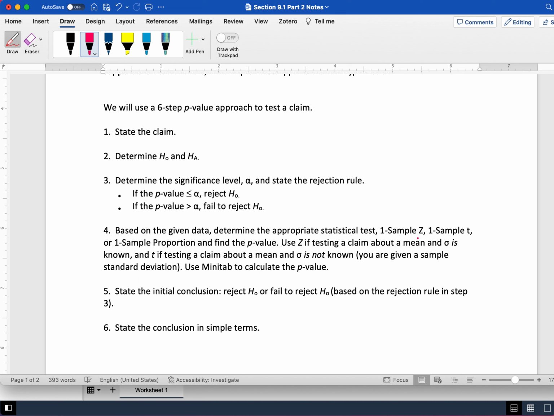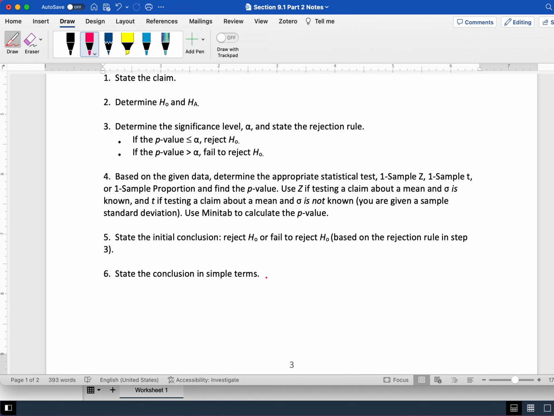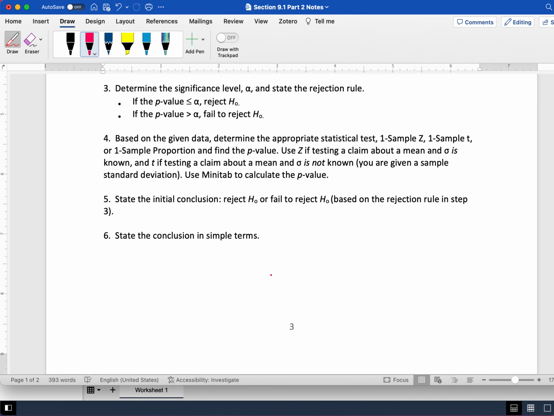So we have one sample z, which we use if we have mean and standard deviation, and our standard deviation is known, or sigma, the population standard deviation. We use one sample t if the standard deviation comes from a sample, and we use one sample proportion for proportion problems. And again, we're using Minitab to calculate that p-value. We use the p-value to determine whether we reject or fail to reject the null hypothesis. And based on that, we state our conclusion. Those are going to be either sentences or multiple choice in MyLab that you're going to be filling in or selecting for that part.